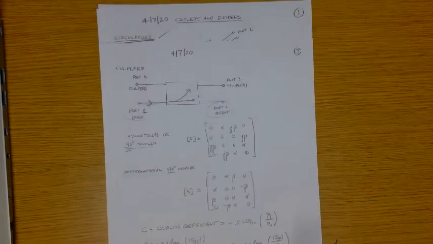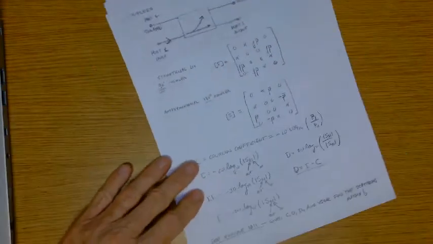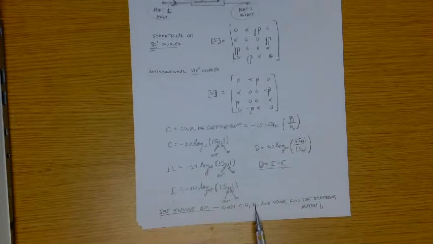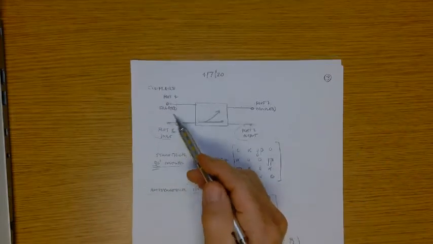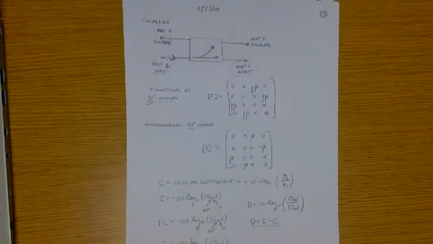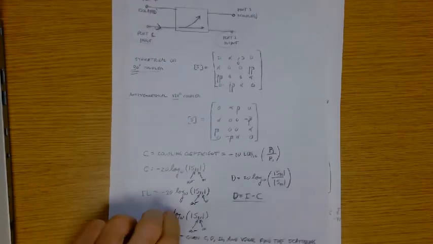Okay, right. So in example 10.1, just as previously, given the coupling, the directivity, the insertion loss, and the VSWR. Of course, you'll have a VSWR on these feed lines too. Find the scattering matrix. So you can do that, and you can follow example 10.1.